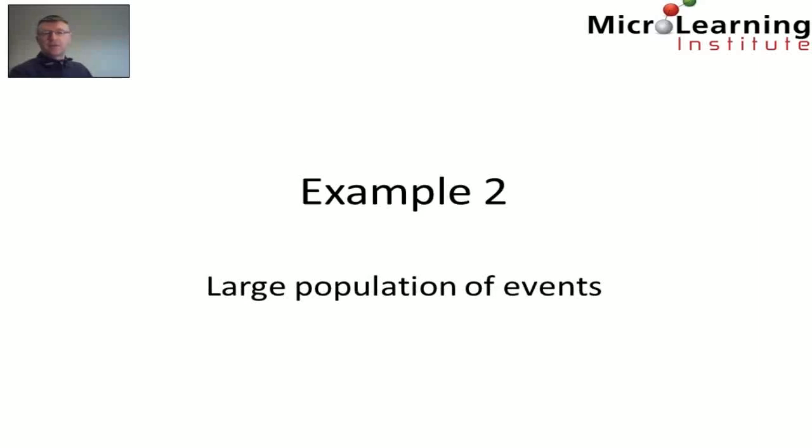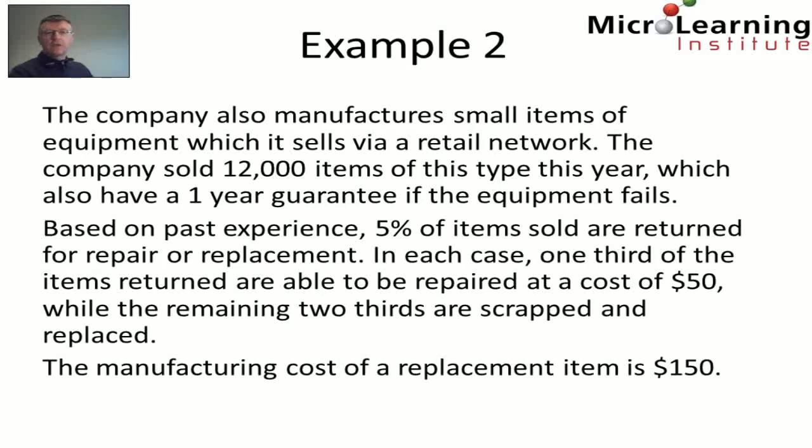Next we look at example 2, and this example is about how to identify and calculate a provision if we have a large population of events. In this example we're told that the company also manufactures small items of equipment which it sells via a retail network. The company sold 12,000 items of this type this year, which also have a 1-year guarantee if the equipment fails. Based on past experience, 5% of items sold are returned for repair or replacement.